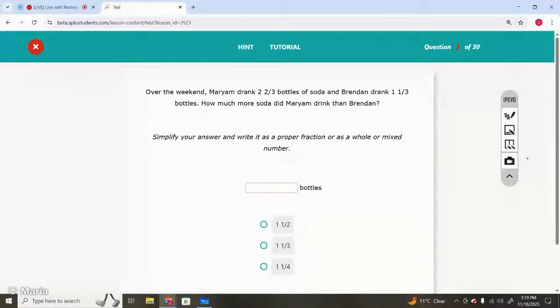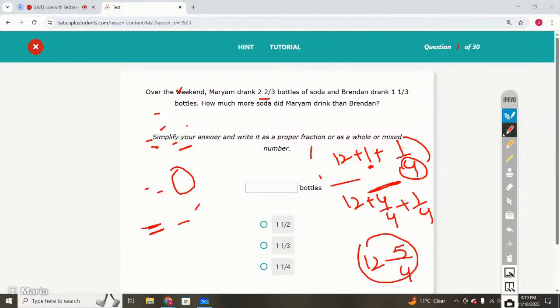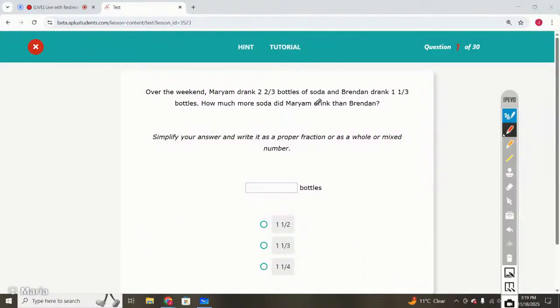Over the weekend, Mariam drank 2 whole 2 by 3 bottles of soda and Brendan drank 1 whole 1 by 3 bottles. How much more soda did Mariam drink than Brendan? So you need to subtract 2 whole 2 by 3 minus 1 whole 1 by 3.